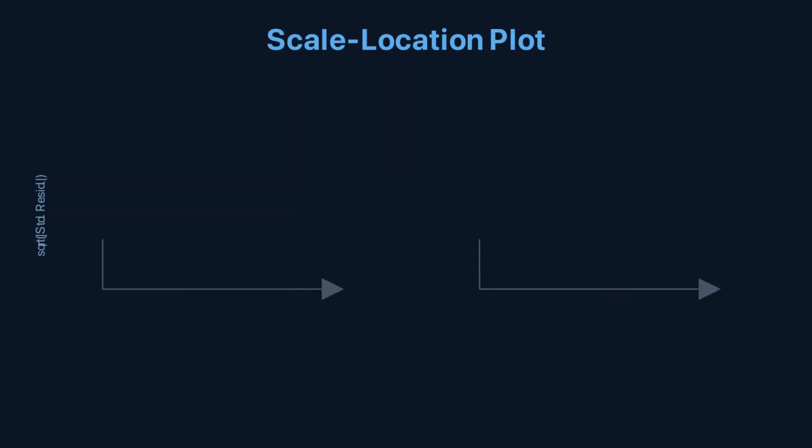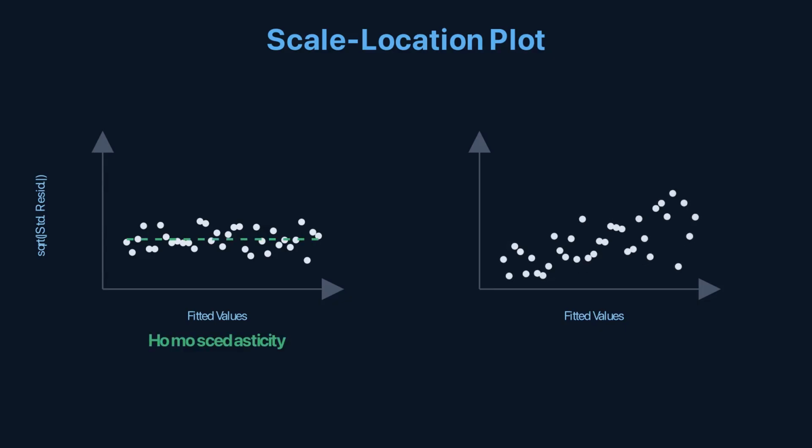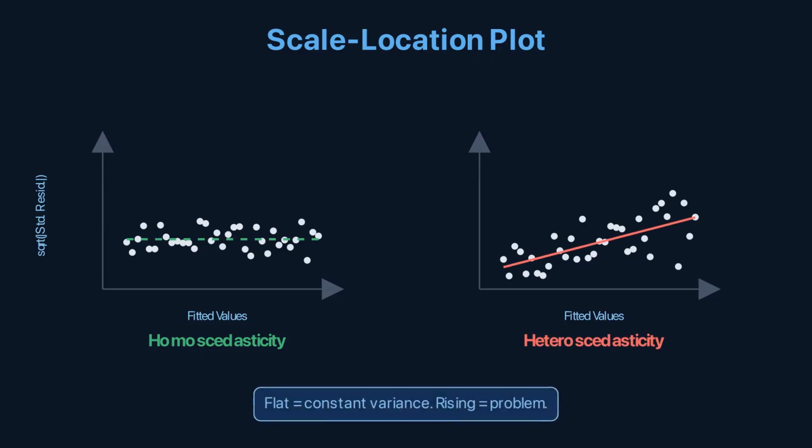The scale location plot checks if variance is constant across the range of predictions. Take the square root of the absolute standardized residuals and plot against fitted values. A flat, horizontal trend means constant variance, homoscedasticity. A rising trend means variance increases with the predicted value, heteroscedasticity. If you see heteroscedasticity, your options: log transform the response, use weighted least squares, or switch to a GLM with a variance function that models the changing spread.